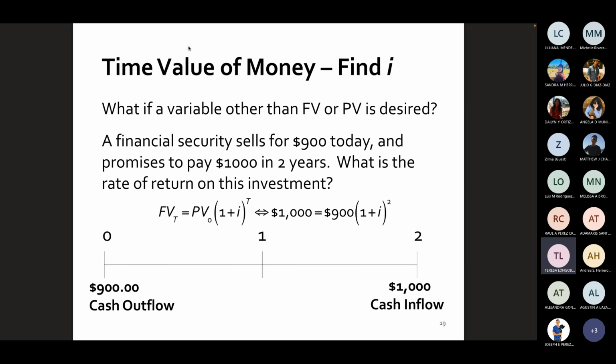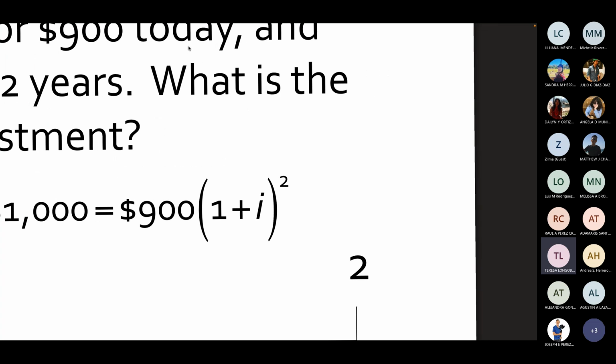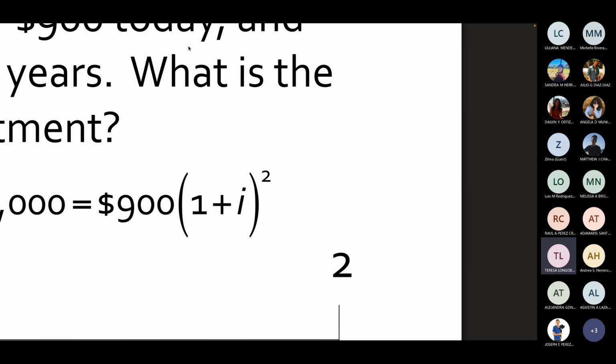Here, we can refer to it as the rate of return on the investment for a financial security that sells for $900 today and pays $1,000 in 2 years. What is the return on this investment? So it's an interest rate, the intrinsic or implicit interest rate, and you're going to solve this problem. Future value 1,000, present value 900. Mathematically, we could solve this on the side.